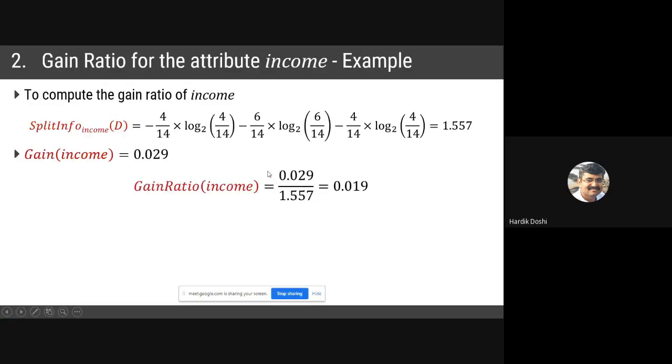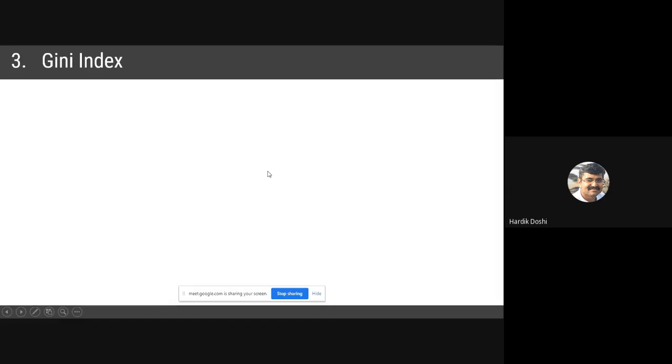Okay, fine. So this was about gain ratio, which we discussed in our earlier lecture. Now we'll be discussing the Gini index. This Gini index is used in the CART method. We discussed there are three: ID3, C4.5, and CART. All three use different concepts: information gain by ID3, gain ratio by C4.5, and Gini index by CART.